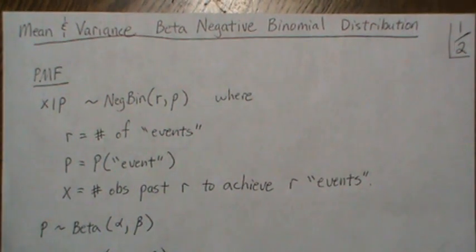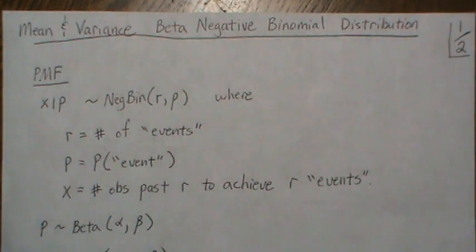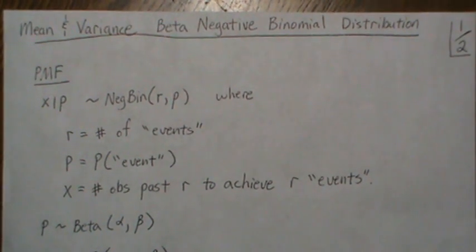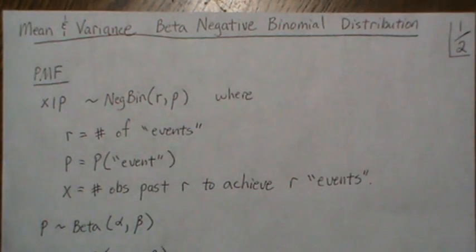Hey, in this video we're going to derive the mean and the variance of a beta negative binomial distribution. So first I'll develop sort of the intuition behind the beta negative binomial distribution. We'll calculate the probability mass function, and then we'll jump right into the mean and the variance.